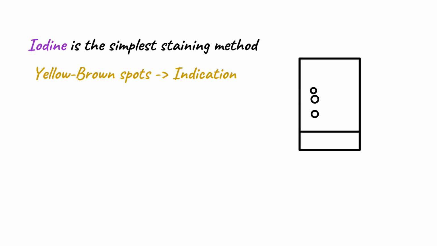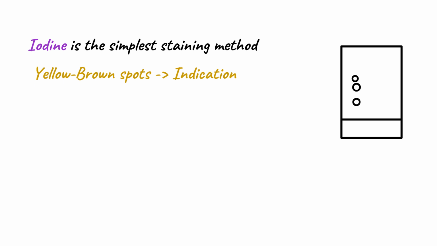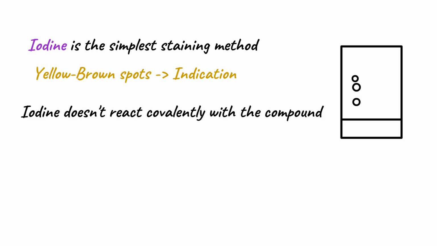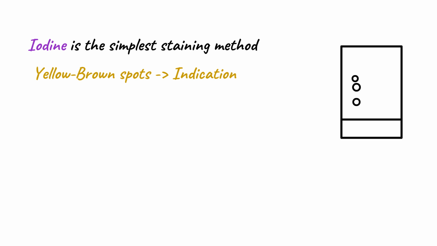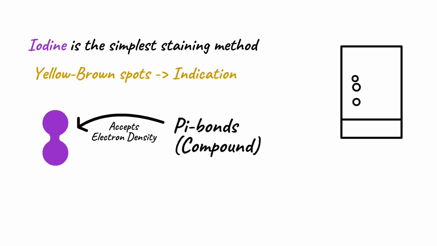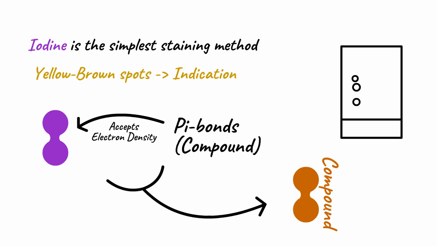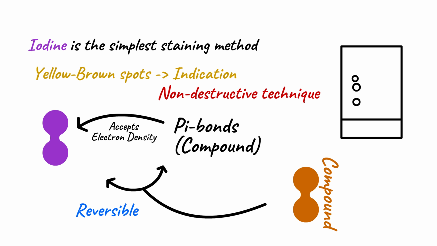Why is it a reversible reaction? Iodine doesn't react covalently with your compound, it forms what is called a charge transfer complex. The iodine molecule accepts electron density from pi bonds in your compound, creating a colored interaction. But when the iodine evaporates, the complex breaks and your compound remains the same. This is why iodine is generally non-destructive.